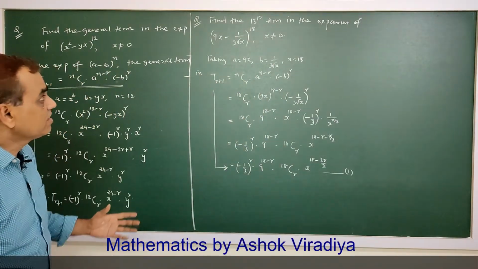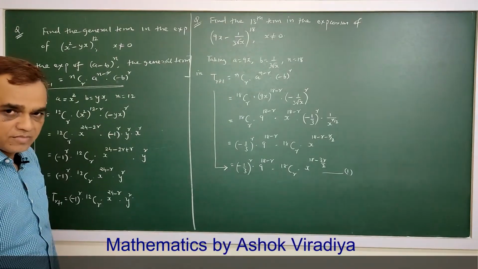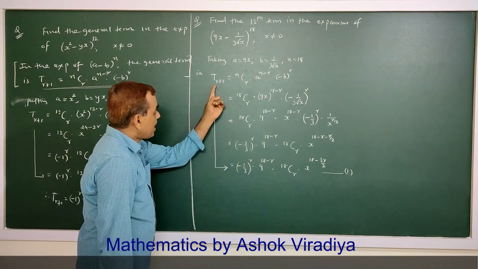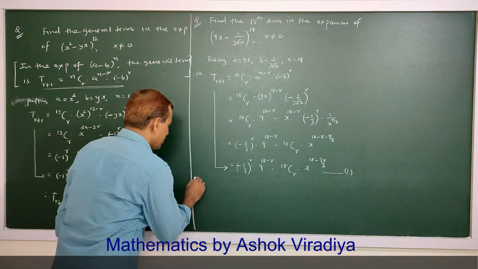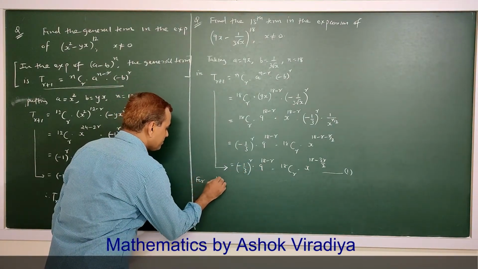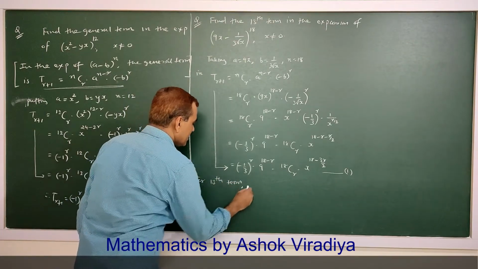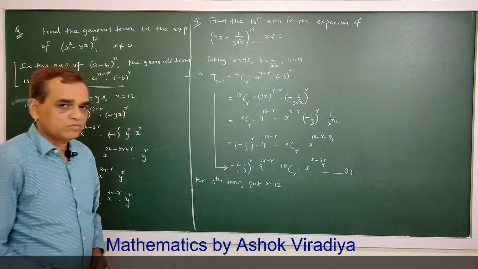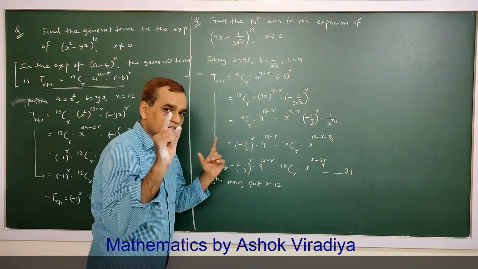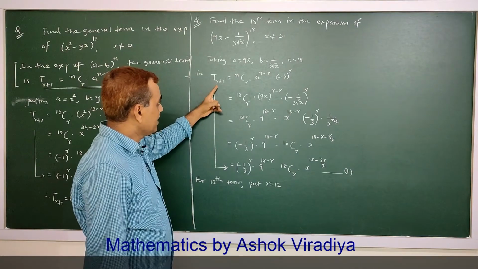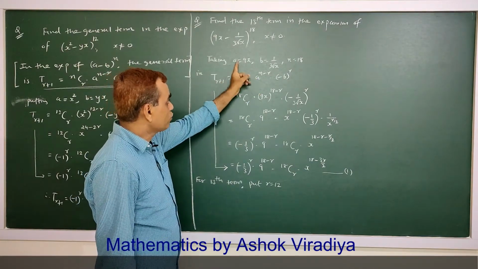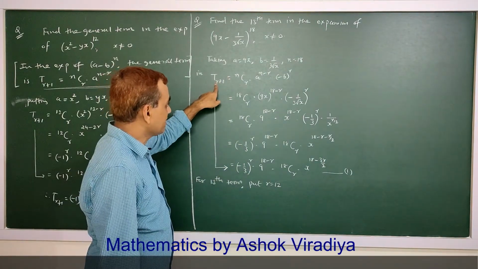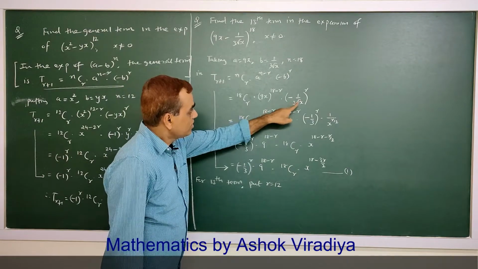Now we want the 13th term. To obtain the 13th term, we have to put r equal to 12. So for the 13th term, we are putting r equal to 12. That we could also put in the beginning. When putting values of a, b and n, at the same time we could also put r equal to 12 here. So 12, 12, 12.